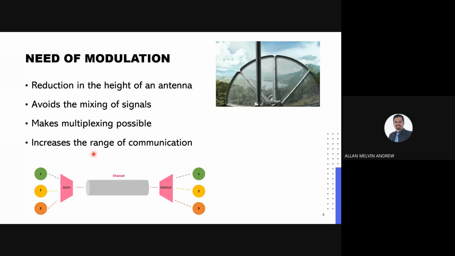Also, we want to increase the range of communication. As I said earlier, when you are not modulating, you cannot travel too long because it's a low frequency. After some time, it can have distortion. When you are modulating, it can increase the range of communication, especially if you want to communicate thousands of kilometers or maybe tens of thousands of kilometers. So it's a very important method.